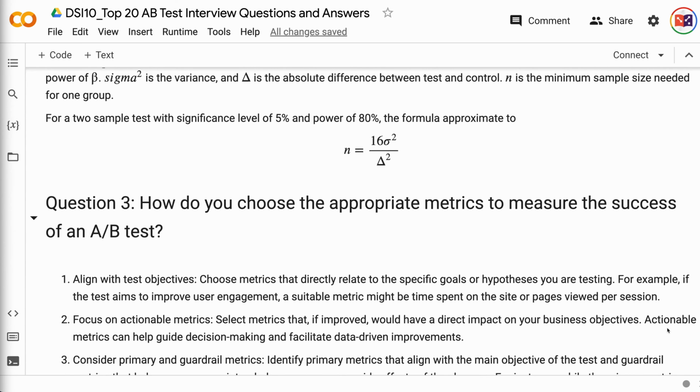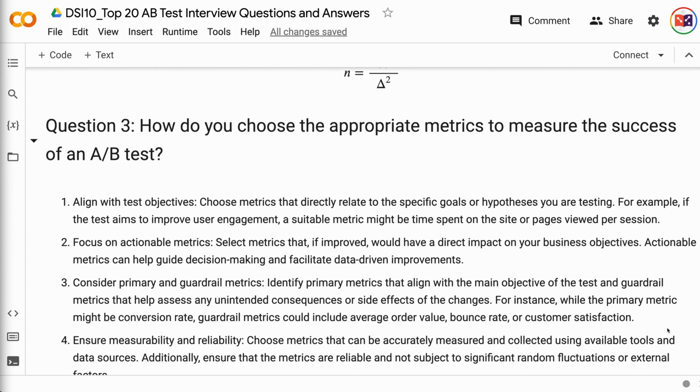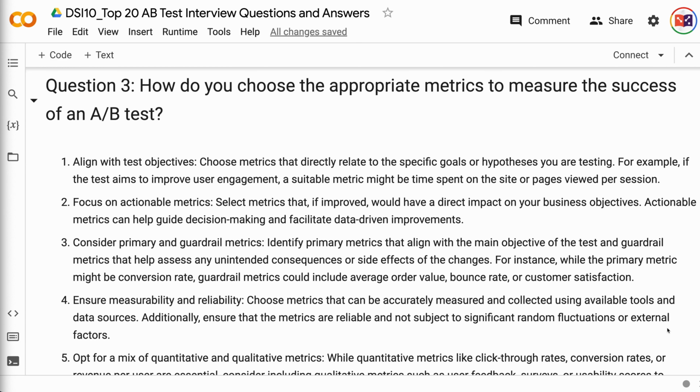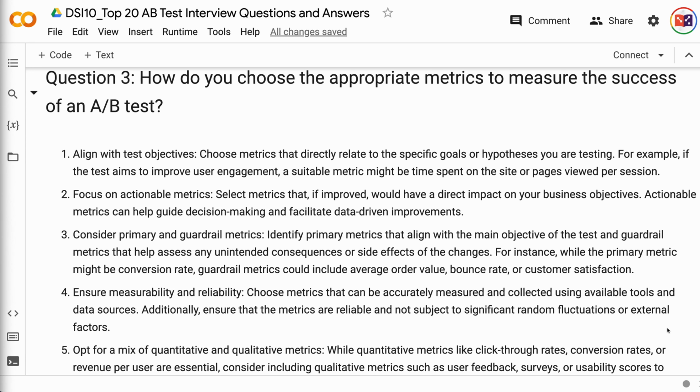Question 3. How do you choose the appropriate metrics to measure the success of a hypothesis test? 1. Align with test objectives. Choose metrics that directly relate to the specific goals or hypotheses you are testing. For example, if the test aims to improve user engagement, a suitable metric might be time spent on the site or pages viewed per session. 2. Focus on actionable metrics. Select metrics that, if improved, would have a direct impact on your business objectives. Actionable metrics can help guide decision-making and facilitate data-driven improvements.